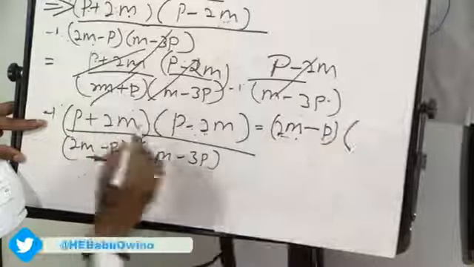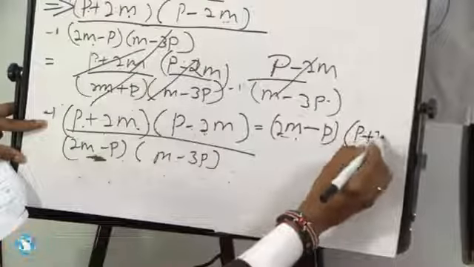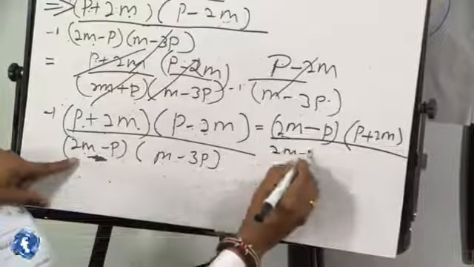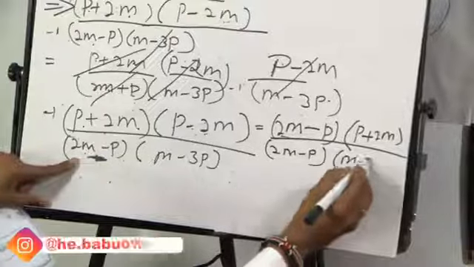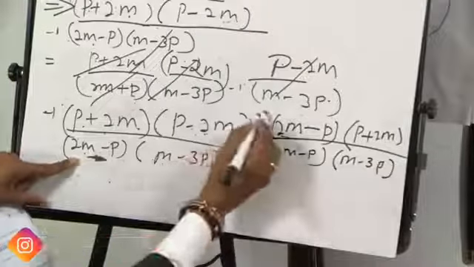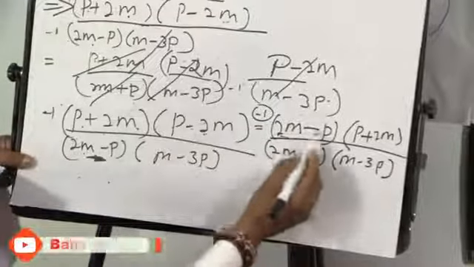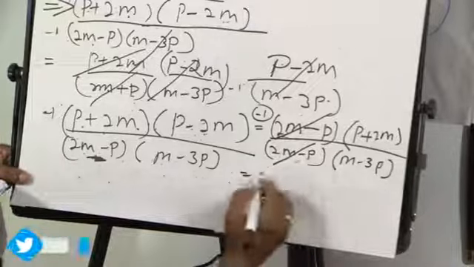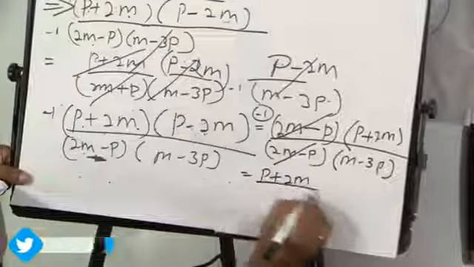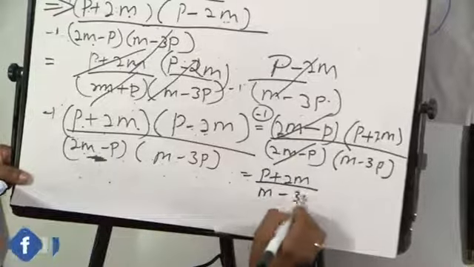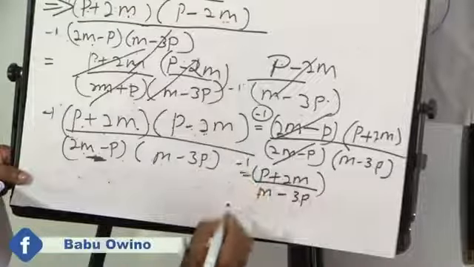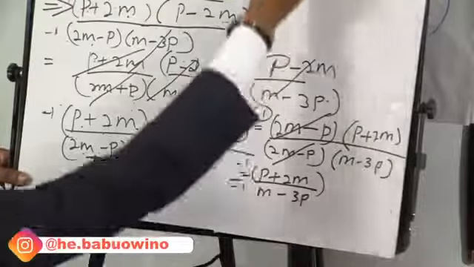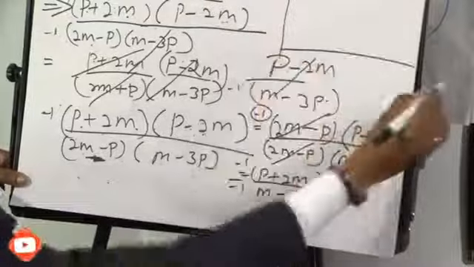Into bracket, this value is p plus 2m divided by 2m minus p into m minus 3p. Remember, we have negative here. So 2m minus p over 2m minus p, this and this cancel. So here you remain with p plus 2m divided by m minus 3p. So if you have a negative here, we can divide this by negative. Here now you will get, just follow me here, we are almost finishing it.